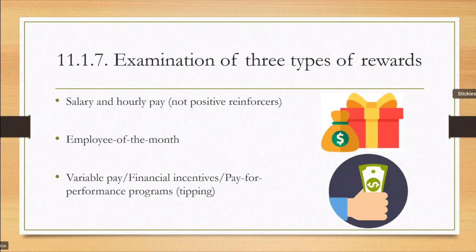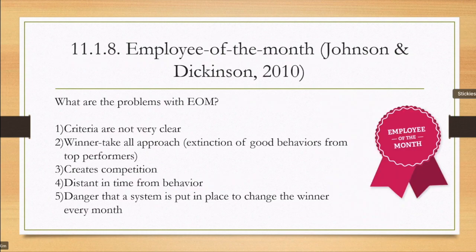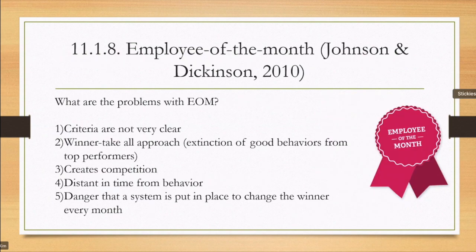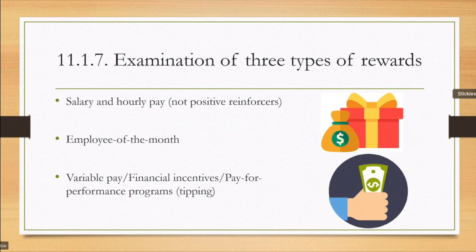Different rewards. What do we have? That's basically salary and hourly pay. It's not really positive reinforcement. It can be good, but we've seen employee of the month is not really an effective way of doing it. And variable tipping is actually very good for performance, especially now. For example, we have had the example with the tipping system in America, where people get paid based on their tips mainly.